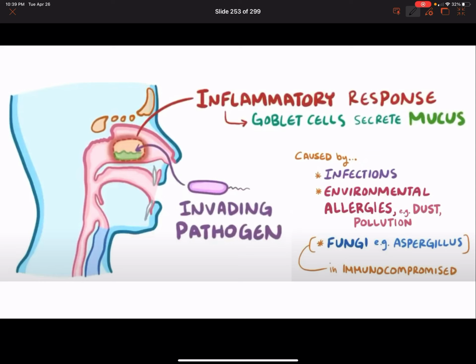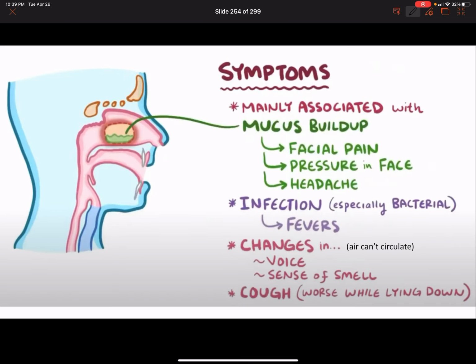So invading pathogens can cause an immune response. So it doesn't have to be pathogens. It could be infections. It could be environmental things or dust. It's going to cause your goblet cells to secrete more mucus as part of the inflammatory response. So this mucus buildup can cause facial pain, pressure, headaches, fevers. So infections can precipitate this, but then pathogens can also thrive in the mucus that's generated. Changes in your voice and your sense of smell.